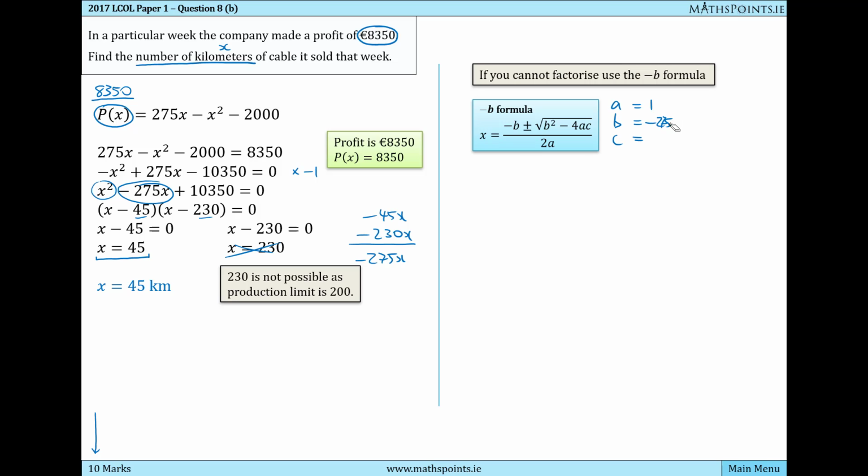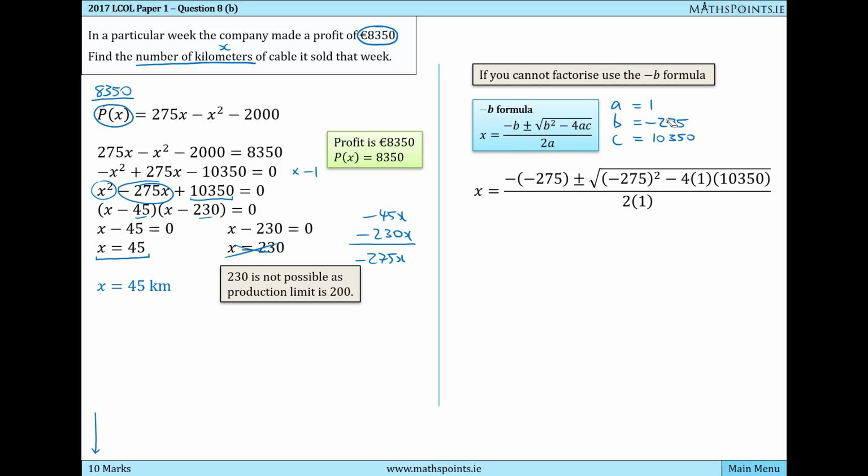And then c is the term that's independent of x, that has no x in it, which is 10,350. So we're going to sub these values into the minus b formula. I just want to write 275 a little clearer. And we're going to sub these into the minus b formula. Tidy it up.